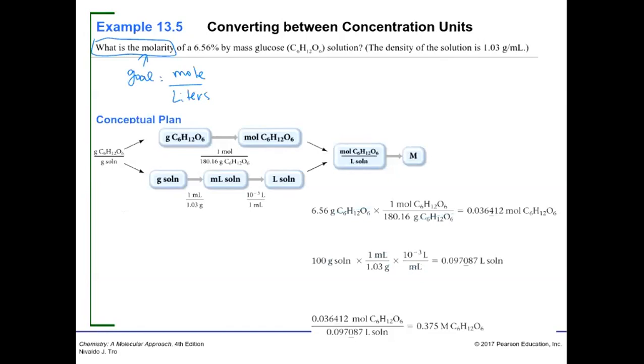And then we look at what we're given. Well, we're given a percent. So this is 6.56 grams of our glucose divided by 100 grams of our solution.